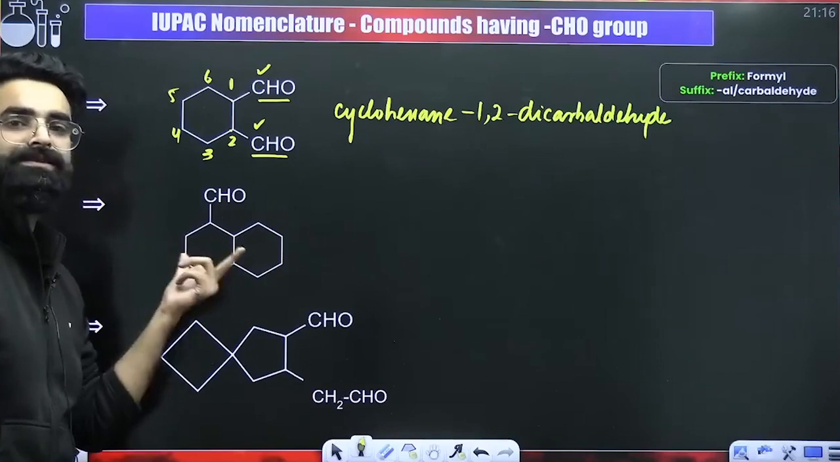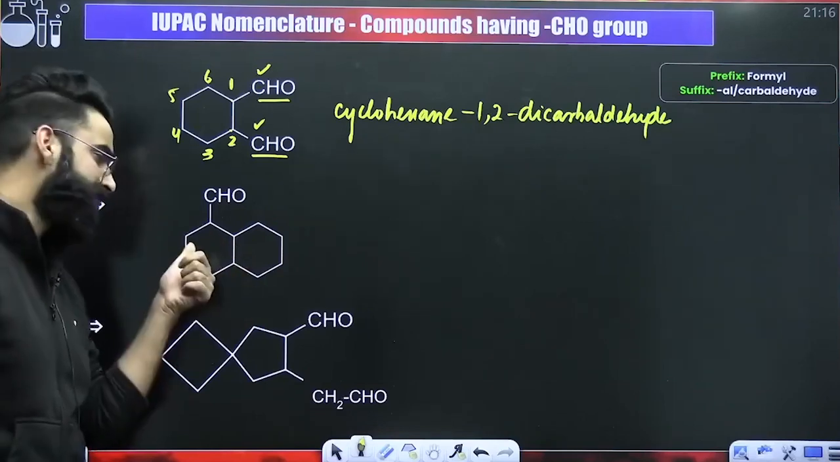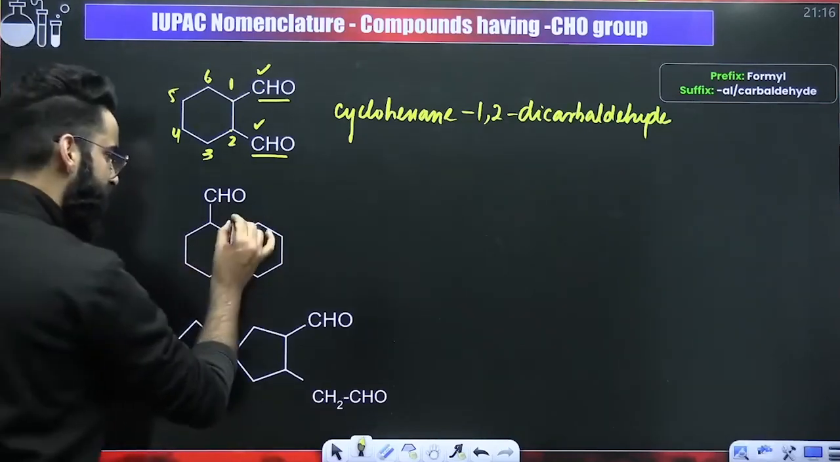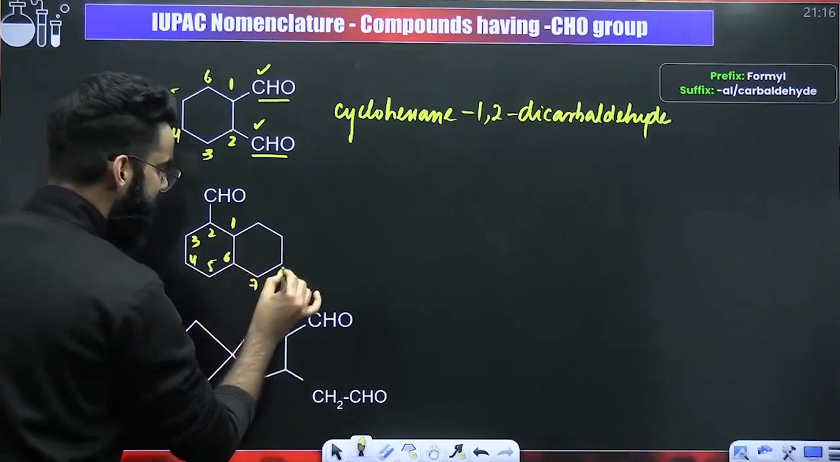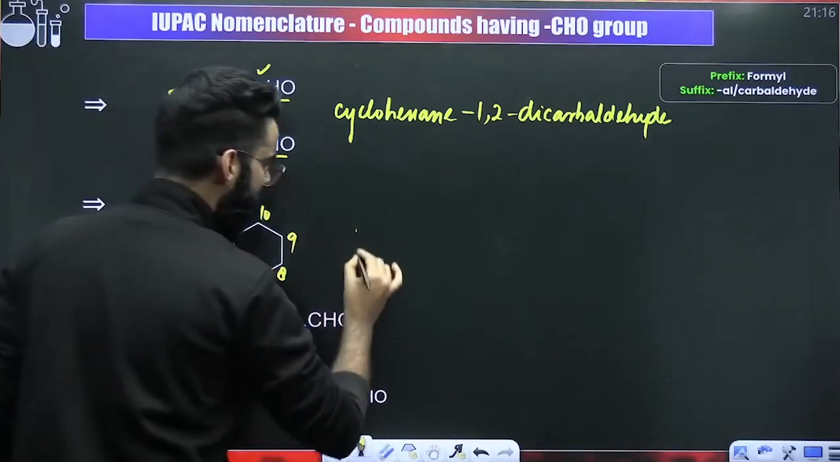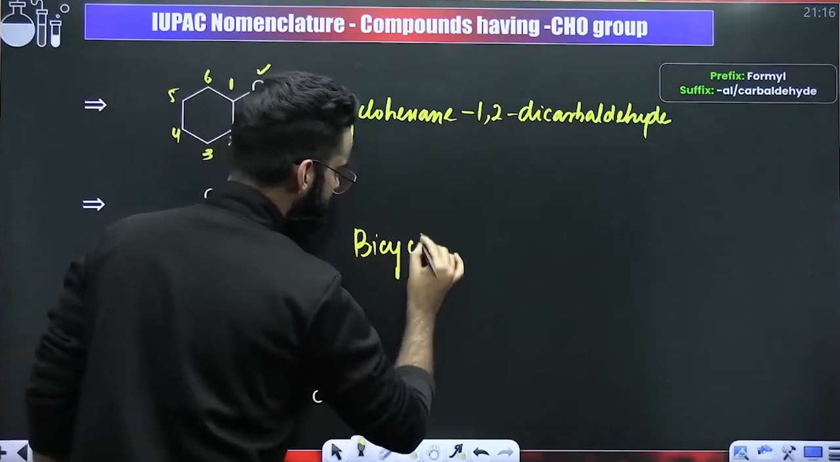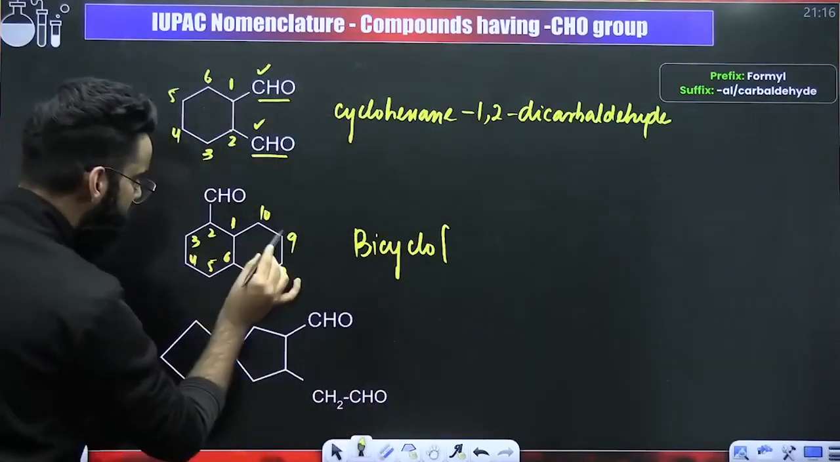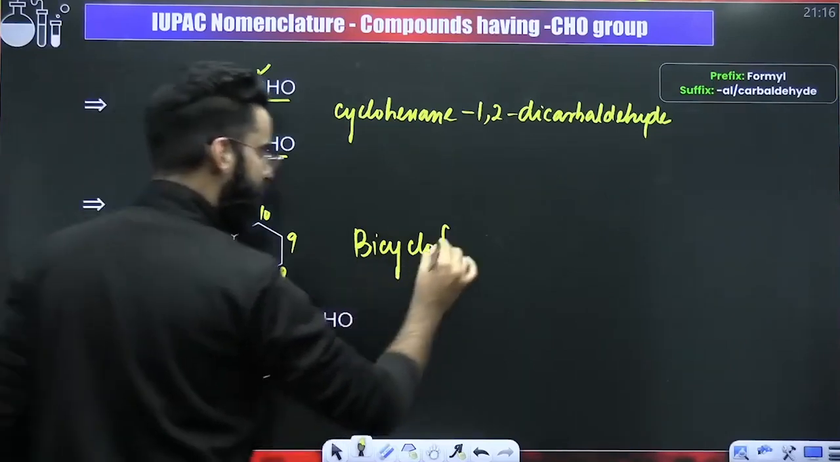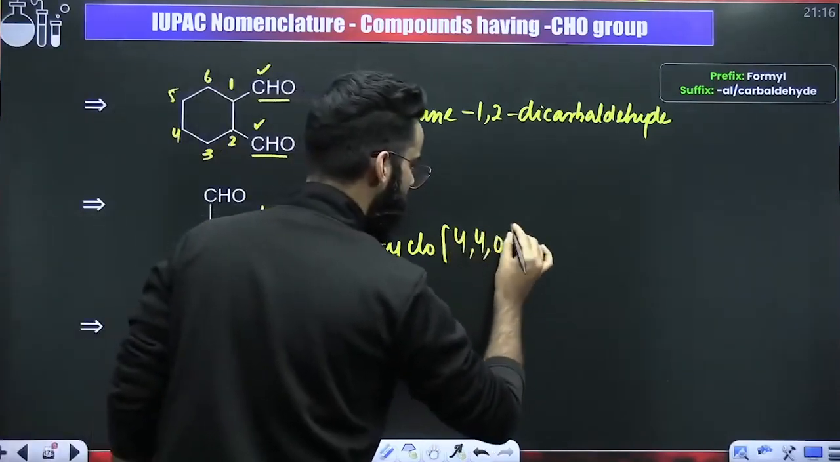Same sized rings. Both are same sized rings. But this particular ring contains a functional group. So start from here. 1, 2, 3, 4, 5, 6, 7, 8, 9, 10. So first of all, I'll be writing the term bicyclo. Now, 1, 2, 3, 4. In the middle, no carbon atom. So 4, 4, 0.